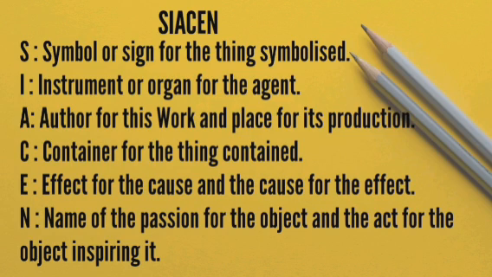So the first thing is symbol or sign for the thing symbolized. This is the first variety of metonymy. So what is the first variety? Symbol for the thing symbolized, meaning one thing is used to refer to another thing. In metonymy, a symbol or a sign is used to refer to something else.